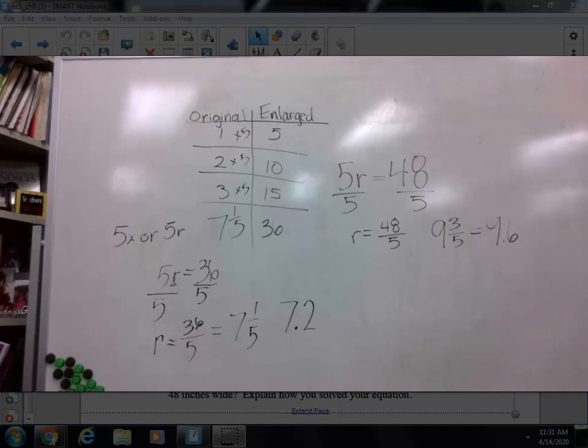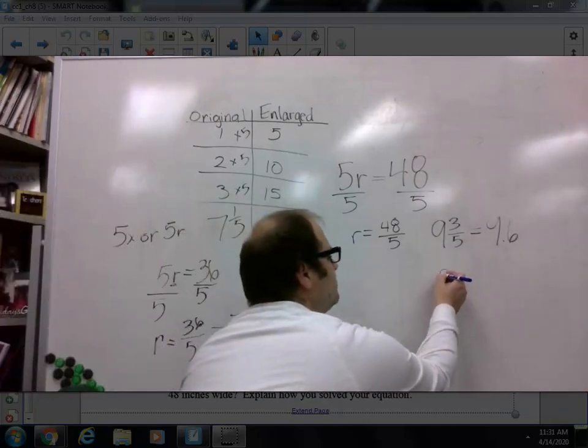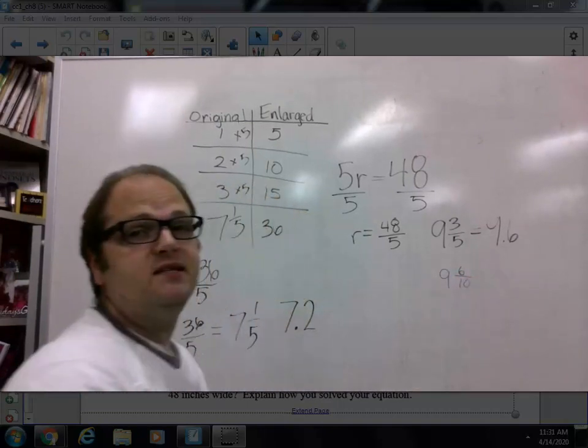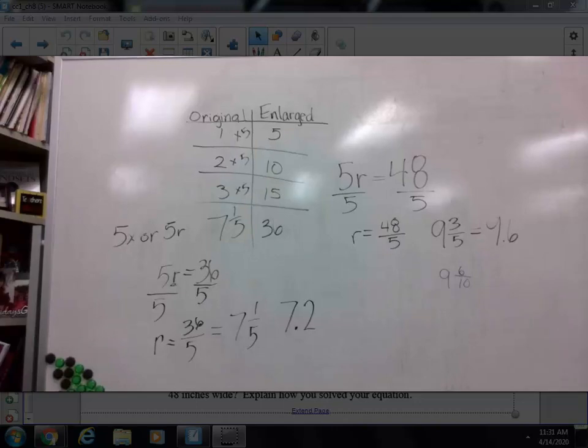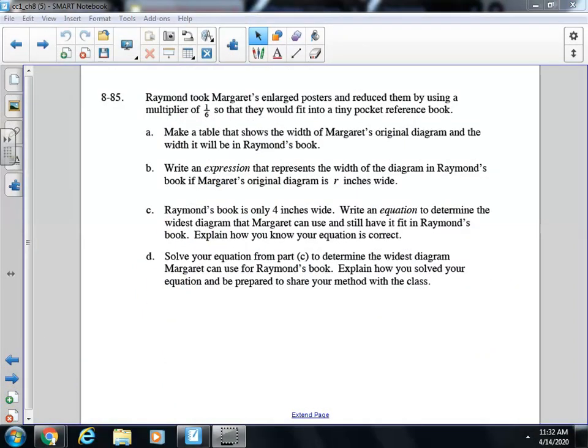If you're thinking about, how do I go quickly from that fraction to that decimal, remember that 9 3/5 is also equal to 9 6/10. Okay, well now that you know that 6/10 is your fraction, we can easily write that as a decimal, 0.6 or 6/10. All right, so great job in question 84. Let's step it up one notch here.